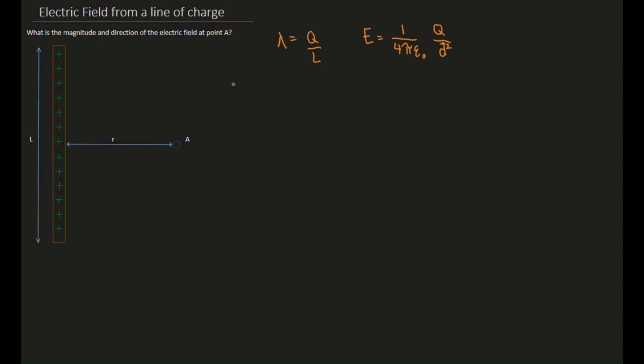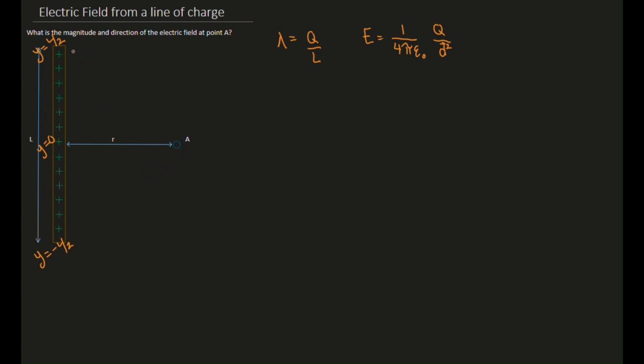Now, to set this up, we're going to set our line of charge up on an xy axis. Let's have the middle of the line of charge be at y equals 0. So the top of the line of charge will be at y equals L over 2, and the bottom will be at y equals negative L over 2. This puts our point right on the x-axis, and we're going to look at the electric field from the top half.